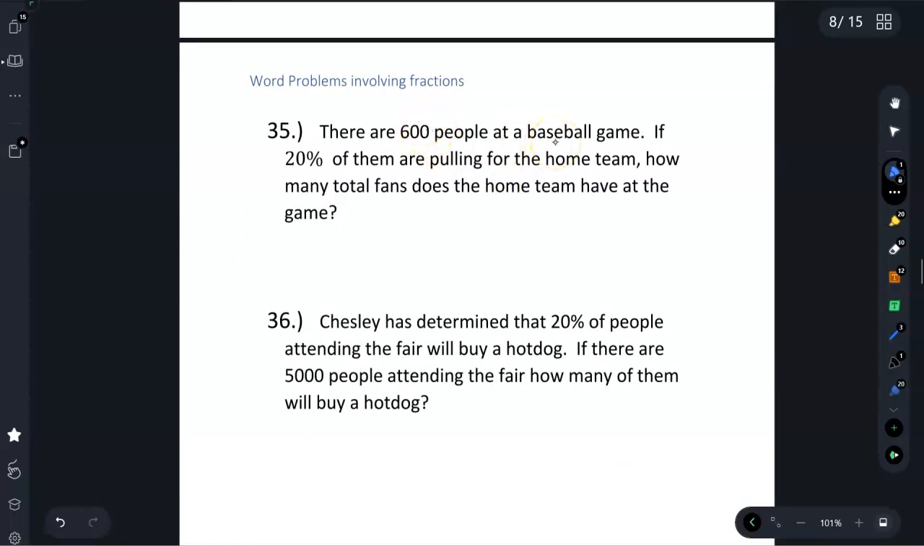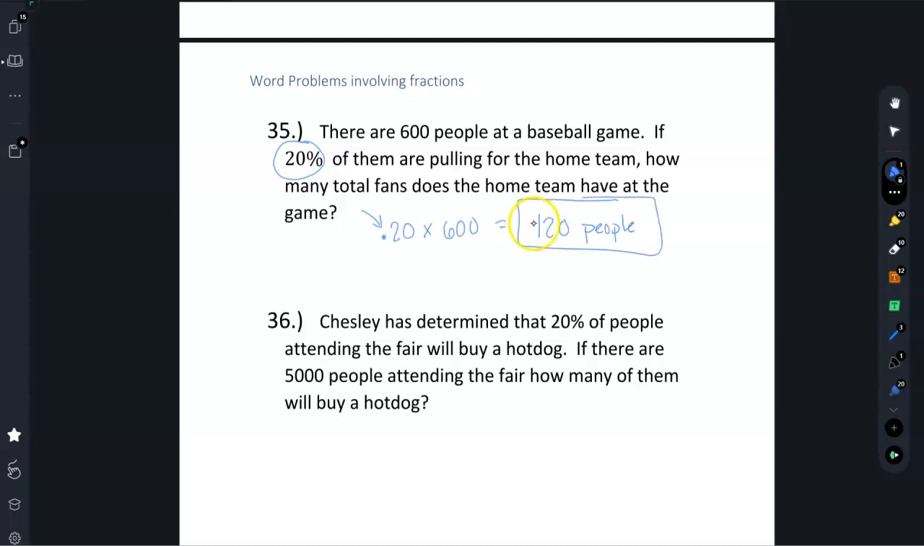Here I have a percentage of a total. So here I have 600 people at the baseball game. 20% of those are pulling for the home team. How many total fans does the home team have? So with this one, anytime you're looking for a percent of a total amount, you do the same thing that we just did with the fraction. I have 0.20. First, I need to convert that to a decimal, 0.20, as I've done, and then multiply that by 600, and you should get 120. So 120 people are pulling for the home team. All right.